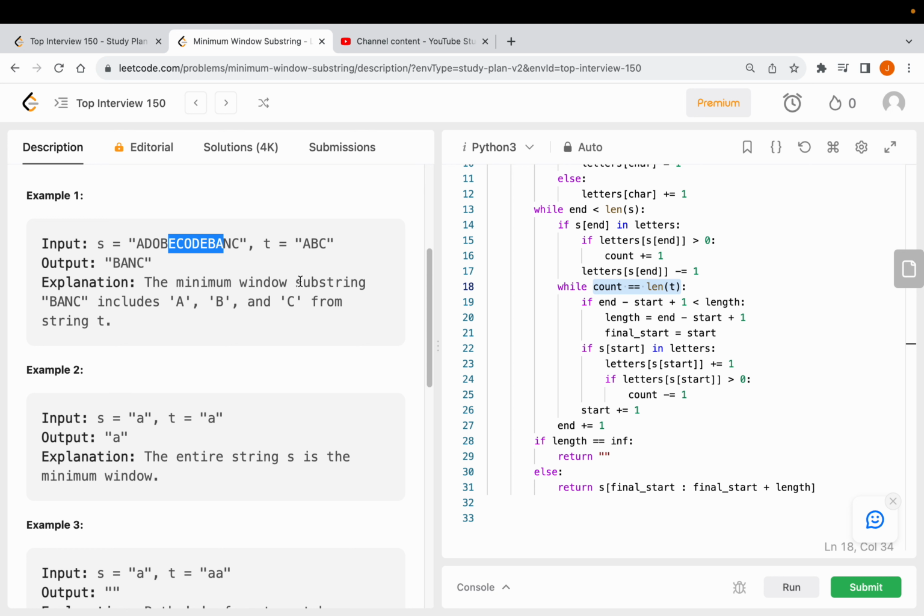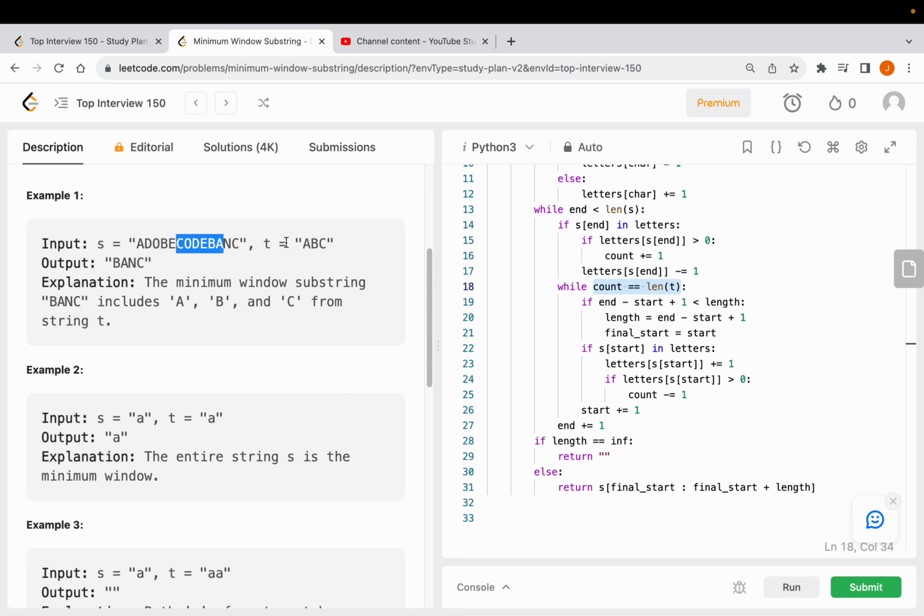Okay, let's continue. Start E, not needed. C is part of T, so C. Now is this window shorter? No. And is C in letters? Yes. So C had frequency 0 after the last round. So now let's increment that to 1, because we are going to need 1 C again after we remove this C.